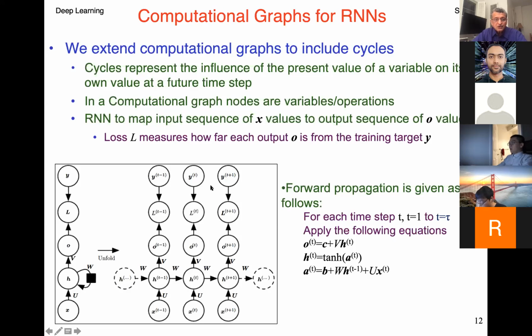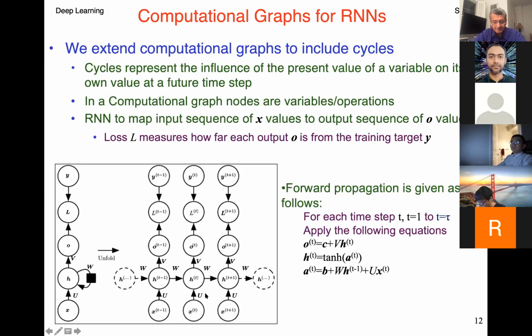Okay. So we extend computational graphs to include cycles. Cycles represent the influence of the present value of a variable on its own value at a future step. Again, in a computational graph, which we've seen before, nodes are variables and operations. And here is an RNN to map input sequence X values to output sequence O values. Loss L measures how far each output O is from the training target Y. That's what this is doing. And forward propagation is given as follows.